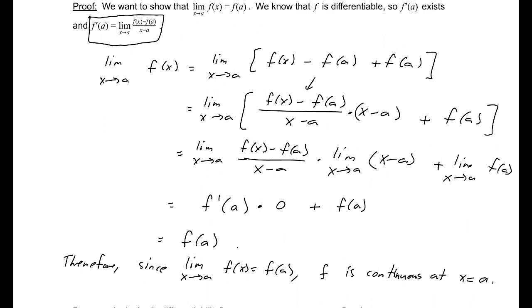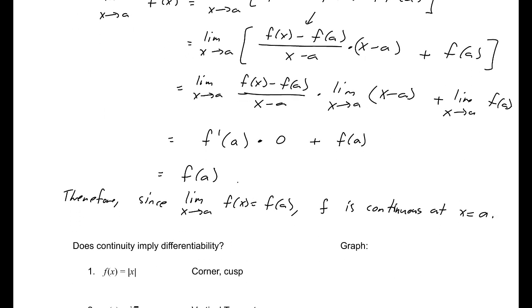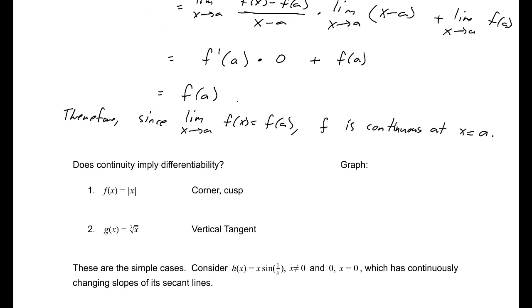All right. Now, the question might come up, does being continuous imply that it's differentiable? If being differentiable implies continuous, does it work both ways? And the answer is no. The answer is no, and there are a couple of different places and ways this can go wrong. The first is something we call a corner or a cusp. So I'm going to look at a couple of different things here.